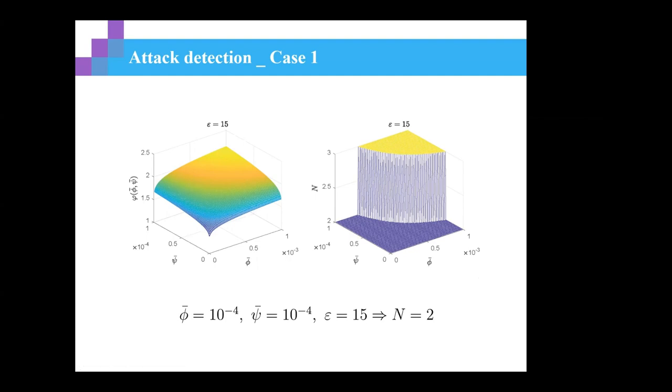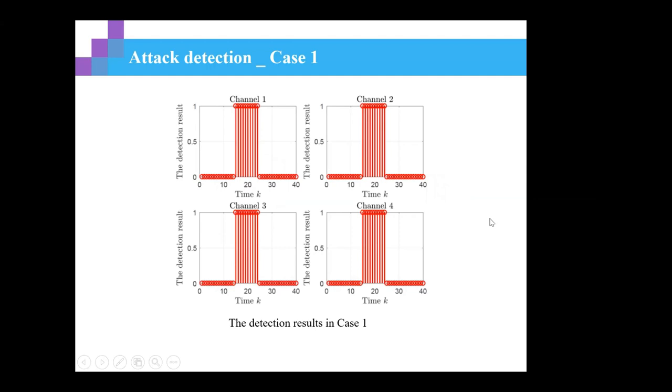That is to say, an attacker's ability to continuously guess the parameters correctly for three steps has a probability lower than 10 to the minus 15, which is really small. And this is the detection result, which shows that all the attacks can be detected by the proposed detector.